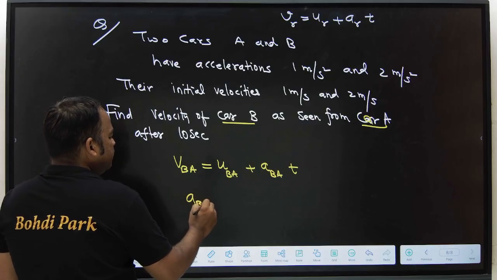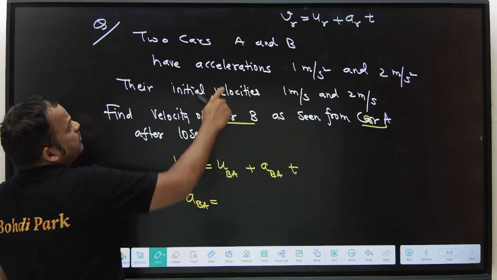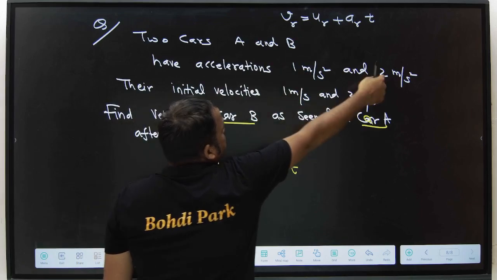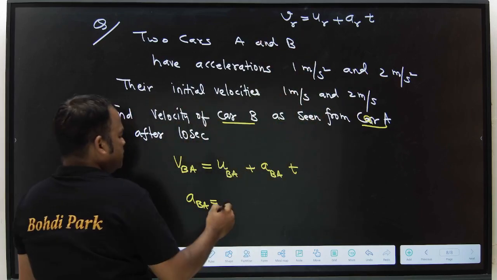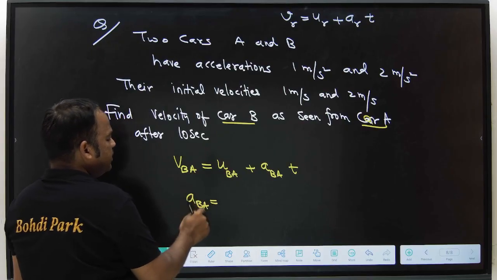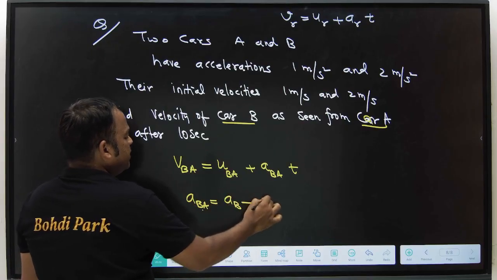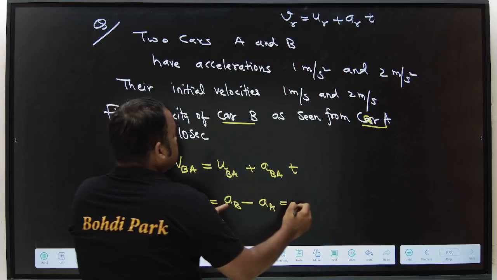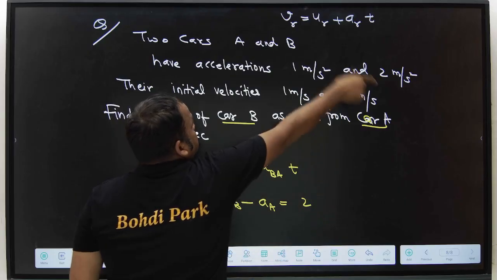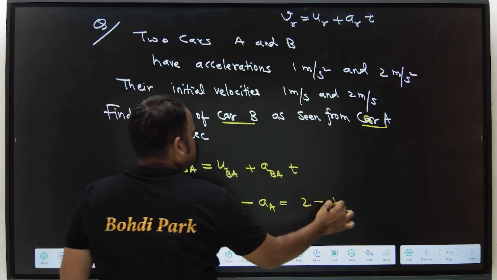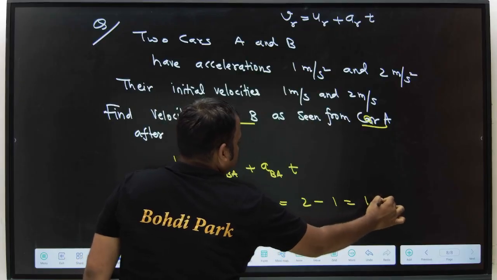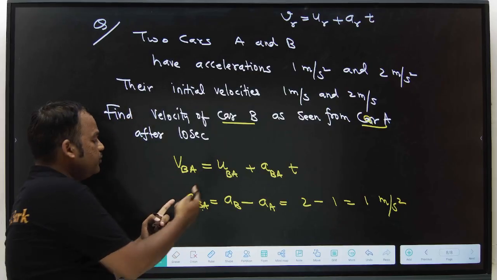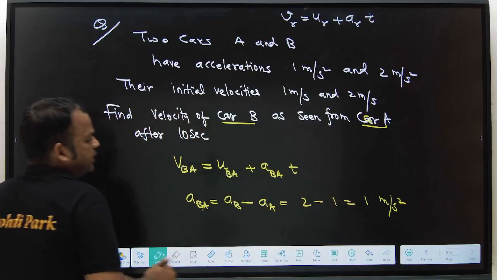Now acceleration of B relative to A, it is given, B is given as 2, A is given as 1. So ABA, acceleration of B with respect to A, it will be AB minus AA, acceleration of A. So acceleration of B is given 2 and acceleration of A is given 1. So 2 minus 1 is 1. So relative acceleration of B with respect to A is 1 meter per second square.